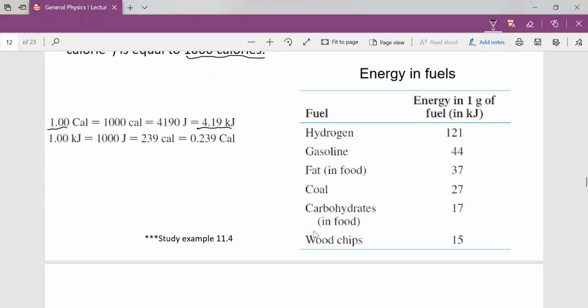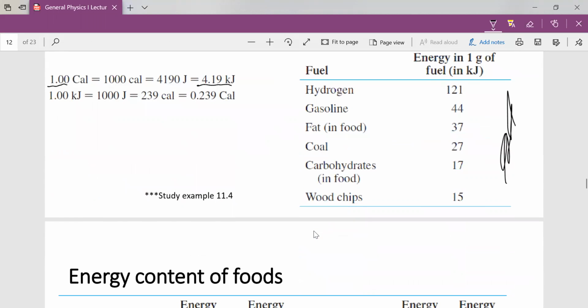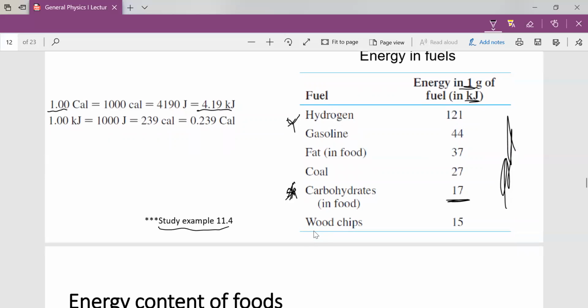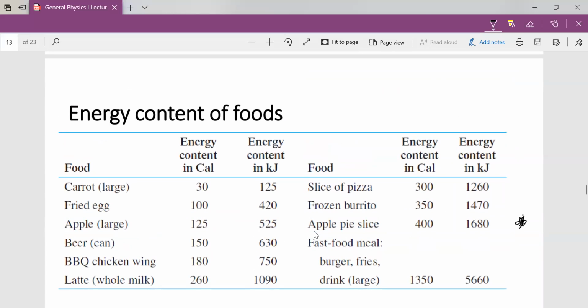So we have a table here showing us the different energy contained in several kinds of fuel. The one our body uses is the carbohydrate, the one we see in food. The energy associated with that: 1 gram of carbohydrate gives 17 kilojoules of energy. So I encourage us to also study that example. This is also the table. We'll be using some information here to solve the example problem we'll be looking at. Just go through this to note the different energies in the different kinds of food that you eat.